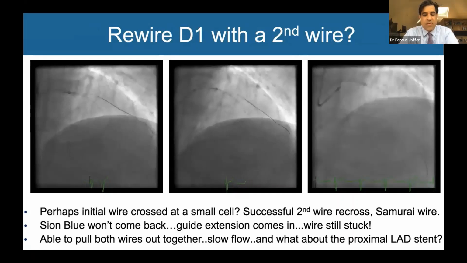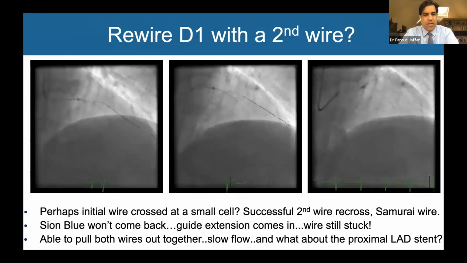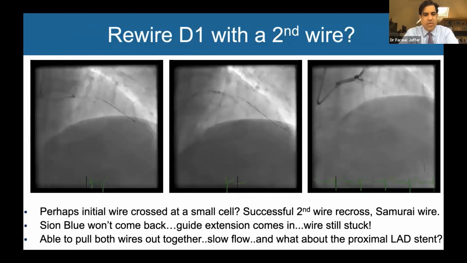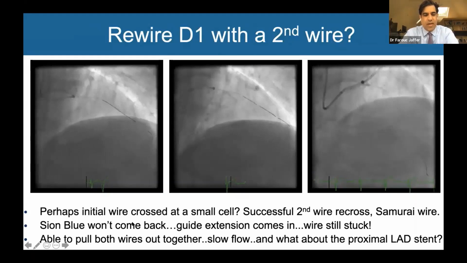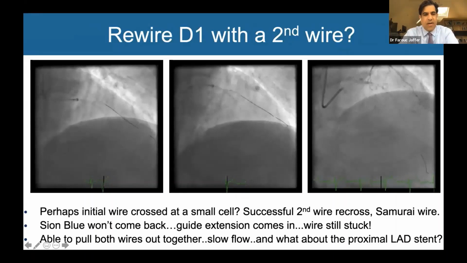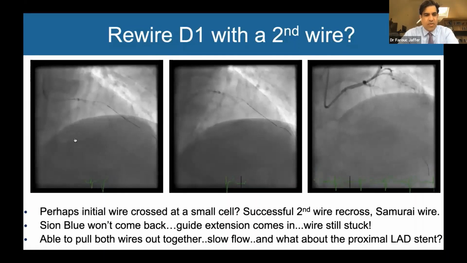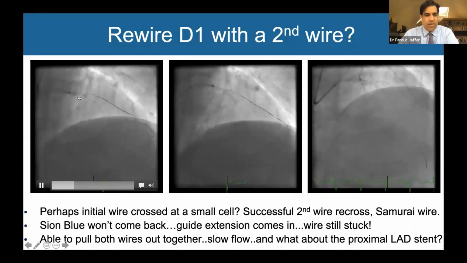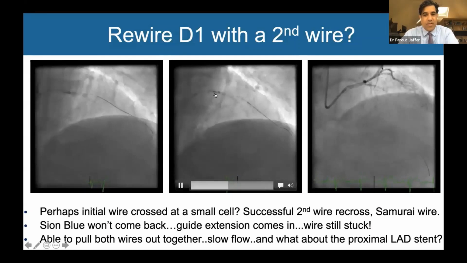This was successful. We recrossed with a second wire. However, one thing that we noticed is that the initial wire, which was in the diagonal, was very rigidly stuck in there. It would not come back. Every time we pulled back, the guide extension was starting to come in, and soon you're starting to notice, boy, there's this very dense radiopacity right here where the stent entrance was.